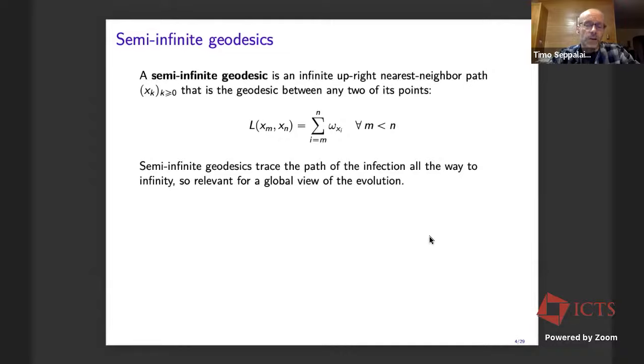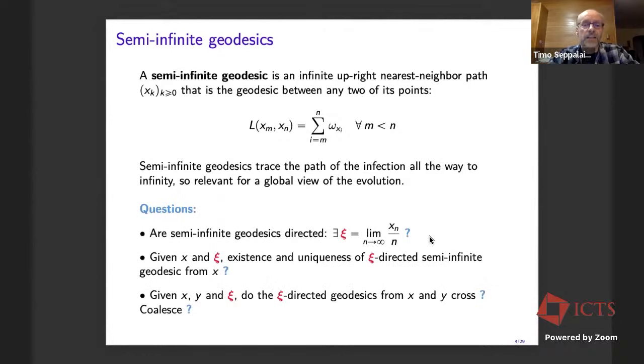And these are, of course, interesting because they show us how the infection travels all the way to infinity. And obvious questions arise, right? If we have semi-infinite geodesics, are they always directed? In other words, is there a well-defined limiting velocity? Do they exist? Are they unique? Unique in the sense that if you pick a point and you pick a direction, can there be more than one? And what happens if you look at several of them? Do they cross each other? Do they coalesce? Do they stay apart?